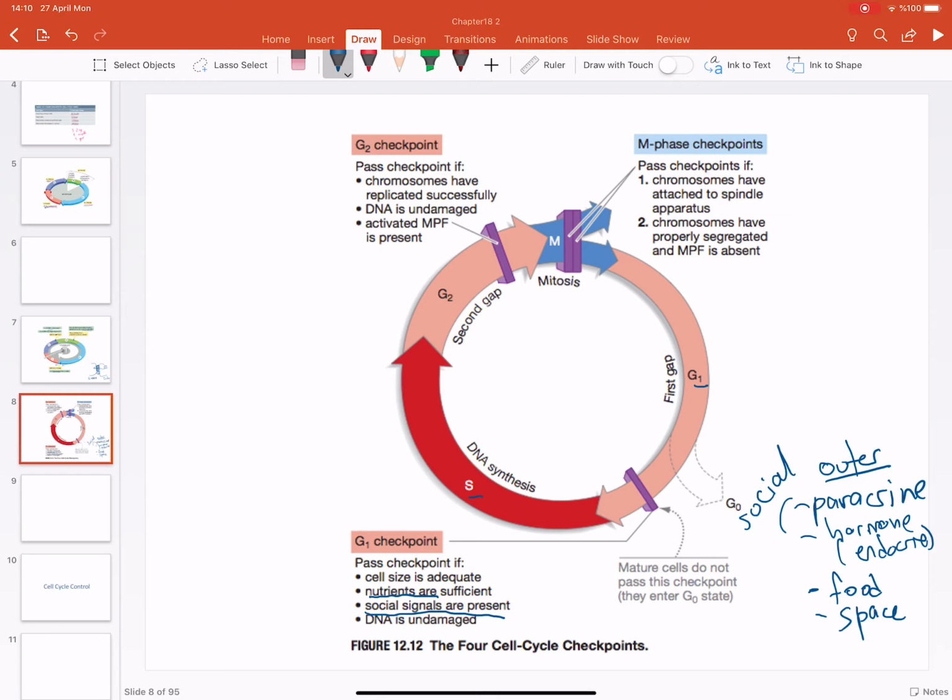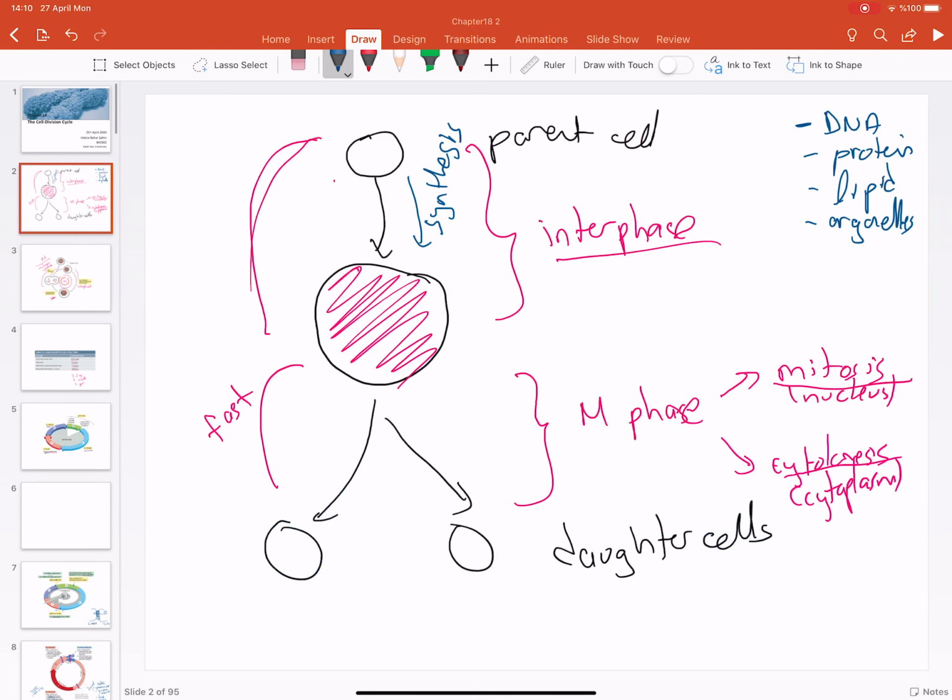Okay, and there are some inner information. This inner information is about the current condition of the cell. For example, it checks the cell size. It should be big enough to create two cells because you're going to divide into two and it's going to become two daughter cells.